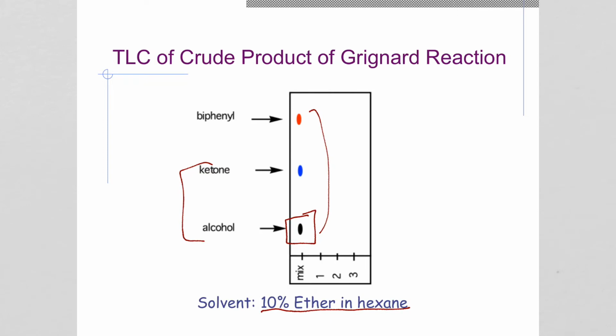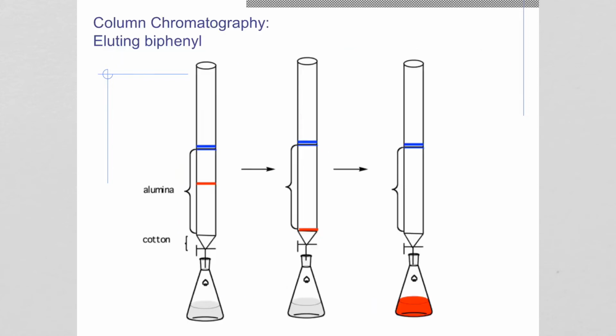Recall that in thin layer chromatography, the TLC plate is coated with an absorbent layer of silica gel. In column chromatography, we have a glass column that is packed with an absorbent. Here the absorbent is alumina, but we are going to use silica gel. So you pack this glass column with silica gel and you add solvent to the column.